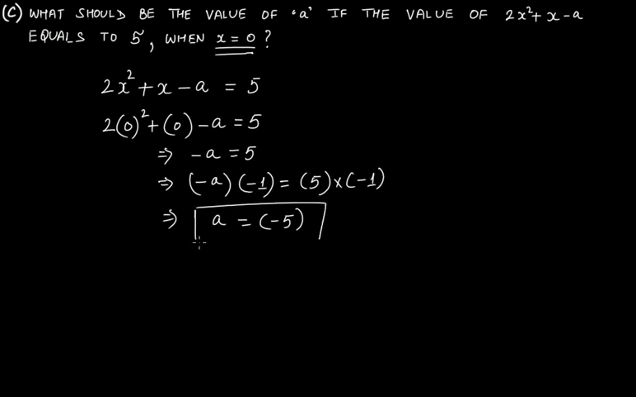A is equal to minus 5 when the value of this expression is 5 if x is equal to 0.